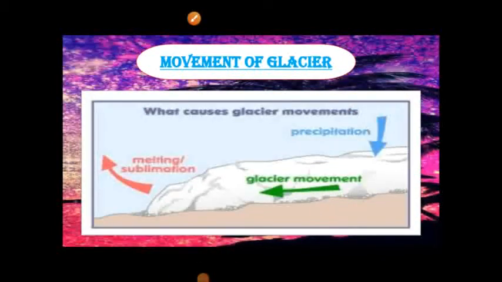Movement of glacier. A glacier is a large mass of ice that moves slowly over the land from its place of accumulation. It is also known as river of ice. The place of accumulation is called snowfield.